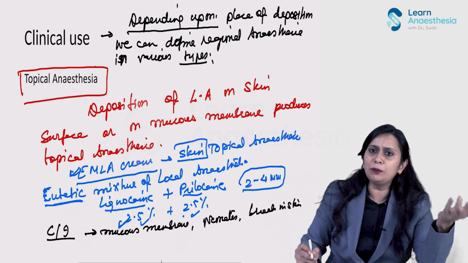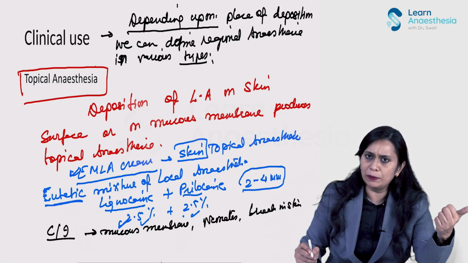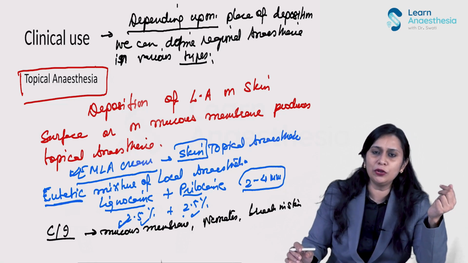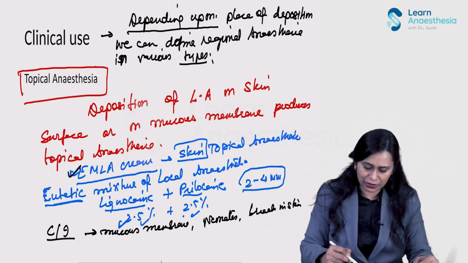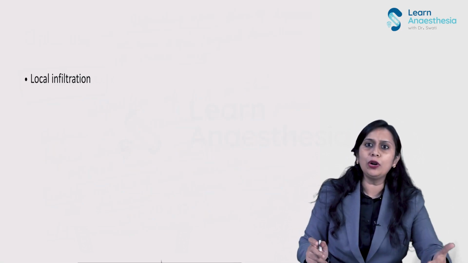And what are the procedures it is used for? Venous cannulation, the most popular. Split skin grafting, circumcision, lithotripsy and all. Then port wine stain removal, any superficial procedure. So one important thing, EMLA cream in topical anesthesia. Okay. Now local infiltration.